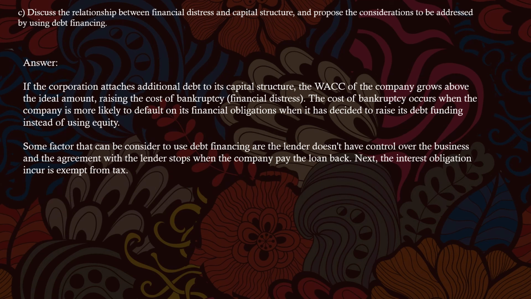The next question for Case 2 is to discuss the relationship between financial distress and capital structure and propose the considerations to be addressed when using debt financing. If the corporation attaches additional debt to its capital structure, the WACC of the company grows above the ideal amount, raising the cost of bankruptcy and financial distress. The cost of bankruptcy occurs when the company is more likely to default on its financial obligations when it has decided to raise its debt funding instead of using equity.